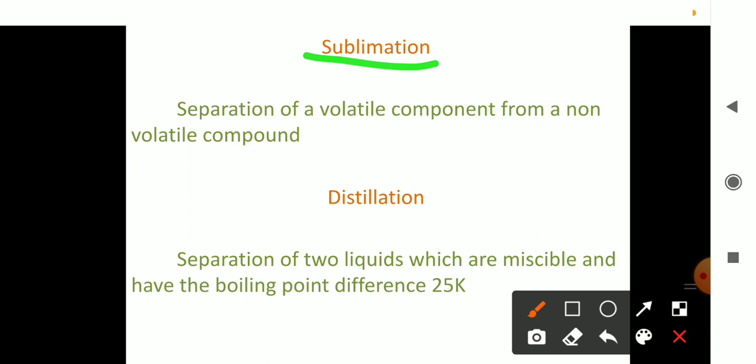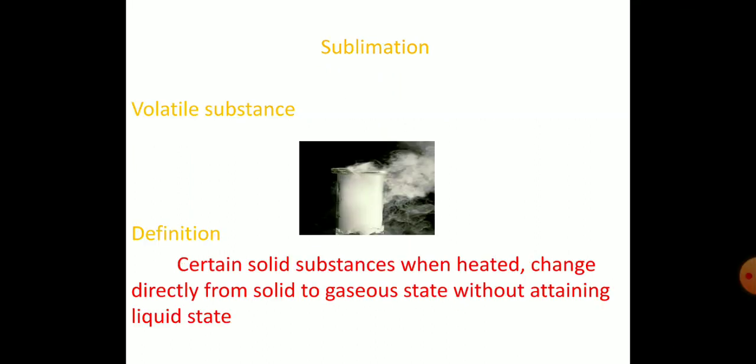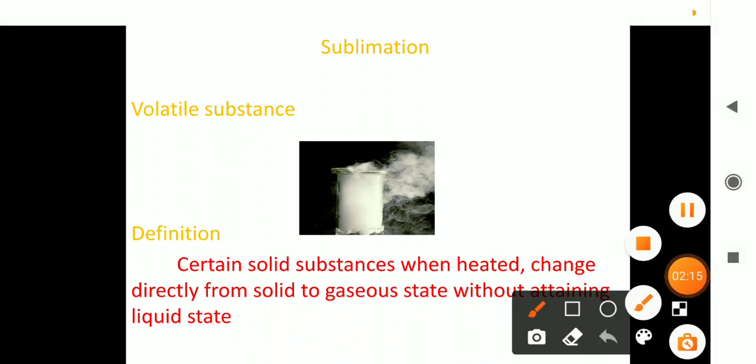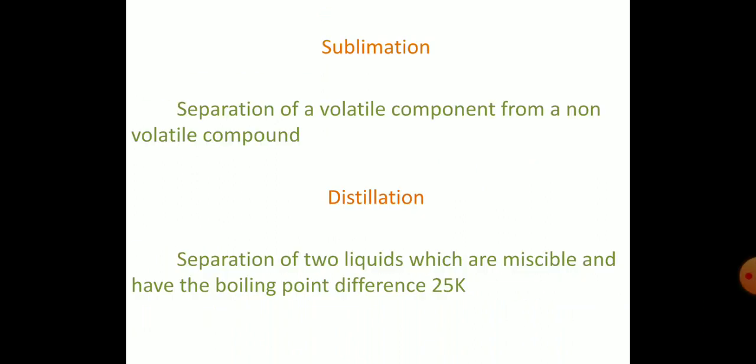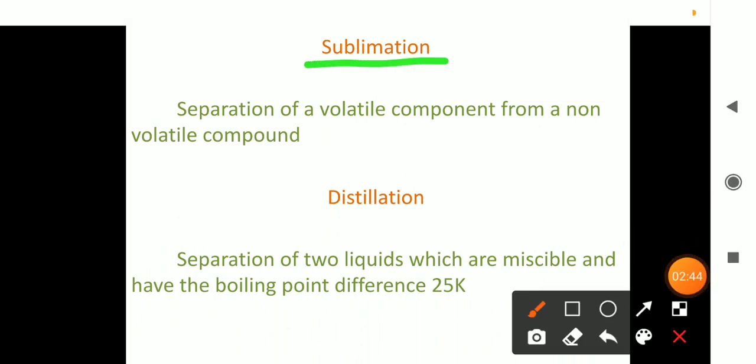What is called volatility? That I have taken in the next picture. Look at this picture. What happens here? Automatically vapors are coming from a solid substance. So this ability of a molecule of converting itself from solid state to vapor state is called volatility. They can be easily evaporated. Such ability of a molecule is called volatility. So this sublimation method is mainly employed for the separation of a volatile component.